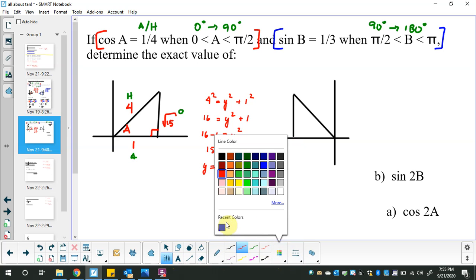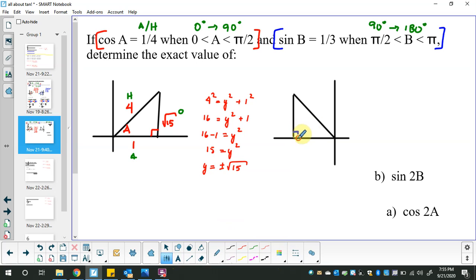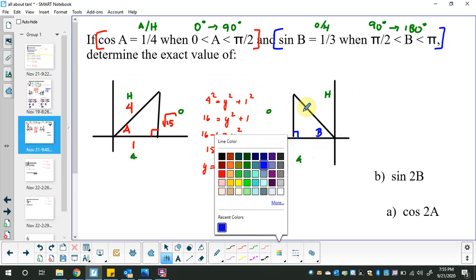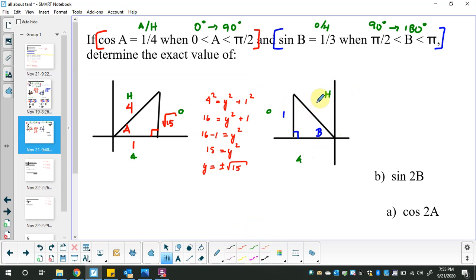Right angle, B. Sine is opposite over hypotenuse. Opposite, hypotenuse, adjacent. So that's 1 over 3. Positive, we're good. Up, positive, we're good.